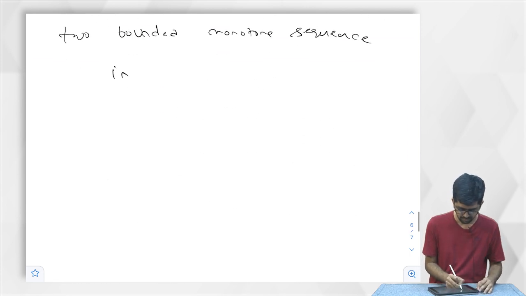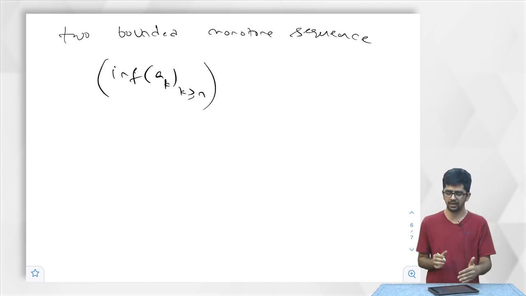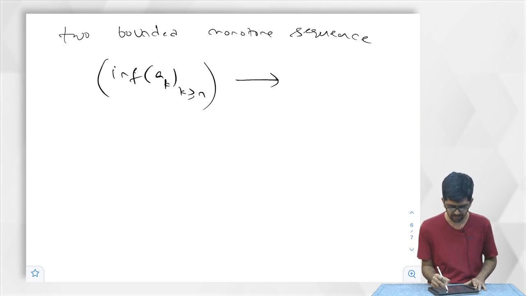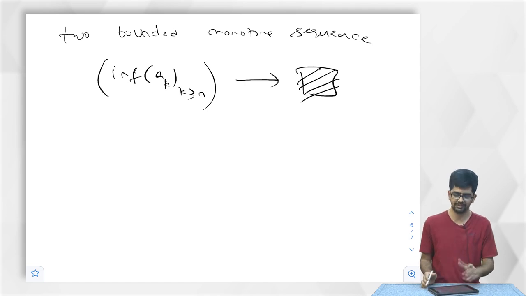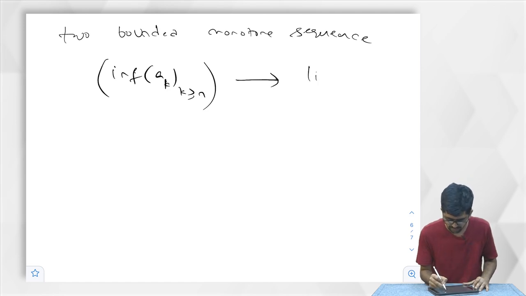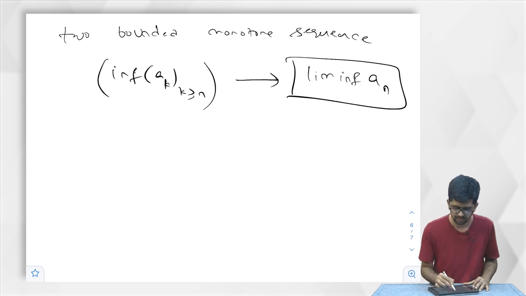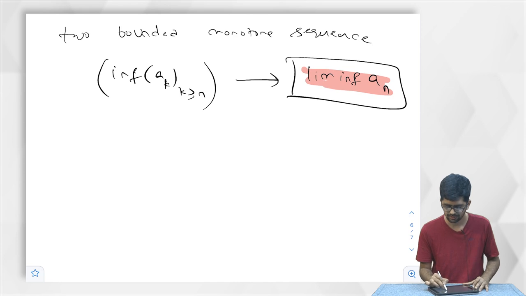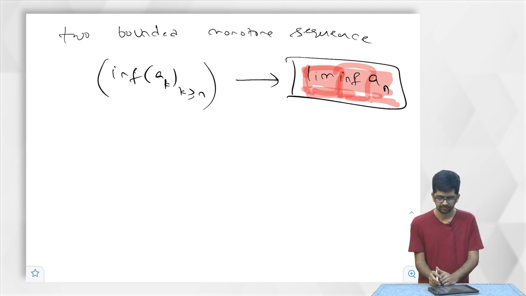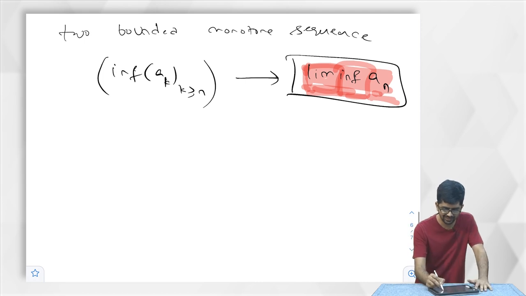So, for infimum of AK, K greater than or equal to N, for this sequence, I can apply the bounded monotone theorem. This gives me some limit, right? This is a convergence, so there should be some limit. So, this I am calling as, and this I am denoting by this phrase, this single word. So, this is usually called lim inf of an, lim inf of a sequence an. Right, this is a number.